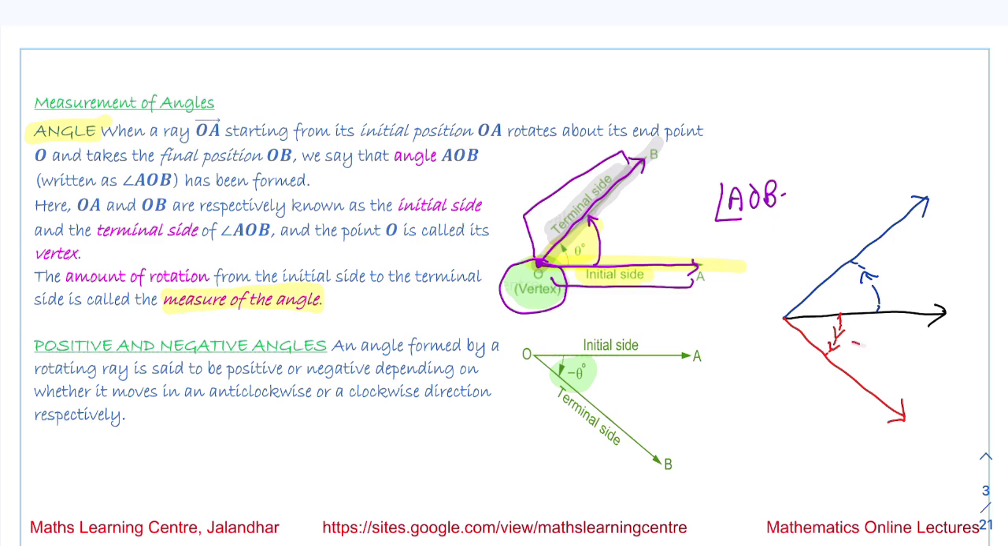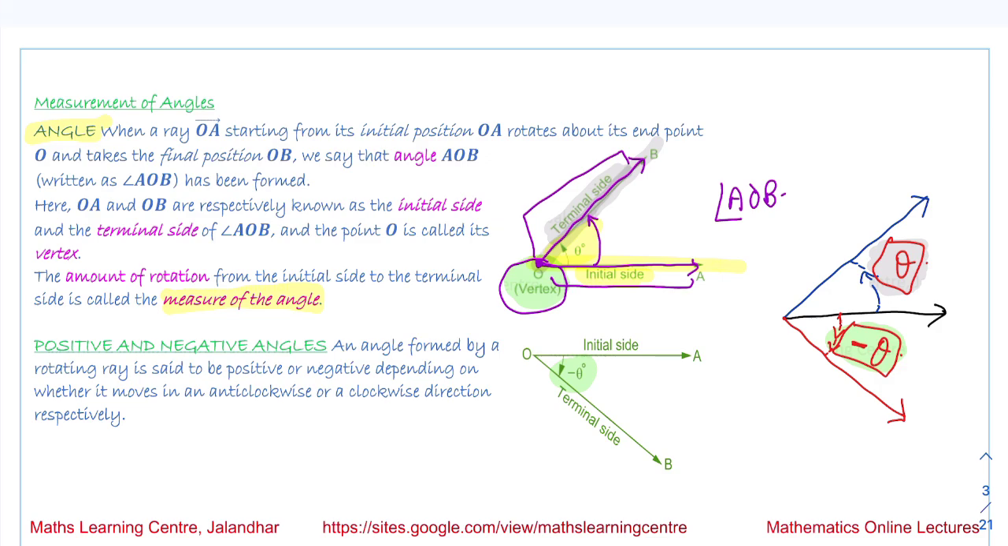If we are measuring this angle, it is minus theta, and when the ray is rotated in the anti-clockwise direction, this measure of the angle is taken as positive. This is just the convention we have, that whenever the rotation is taking place in the clockwise direction, we take it negative, and when it is in anti-clockwise direction, it is positive. This is just a convention. We have considered this universally.